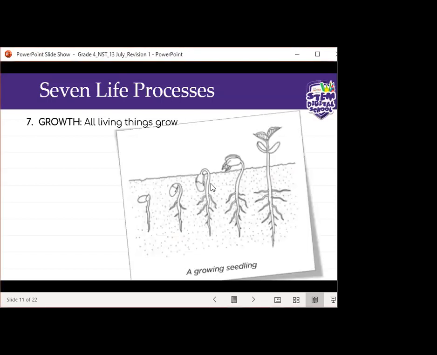So here we have a plant growing from a seedling as indicated here in the first diagram, and it grows and grows until it sprouts out and becomes its full adult form. Okay, so let us move right along.